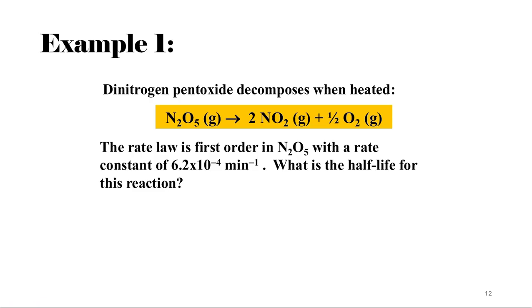So we have nitrogen peroxide. It decomposes when heated. The rate law is first order in nitrogen pentoxide, not peroxide, with a rate constant of 6.2 times 10 to the minus 4 inverse minutes. What's the half-life for this reaction, right? So let's say it didn't say that it was first order. How would you know that it was a first order reaction?